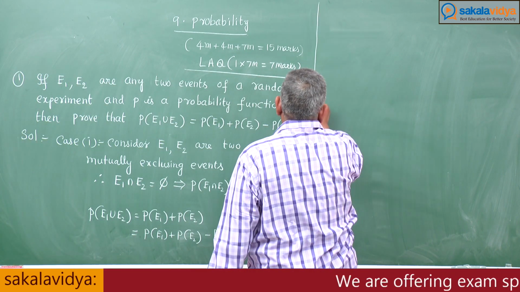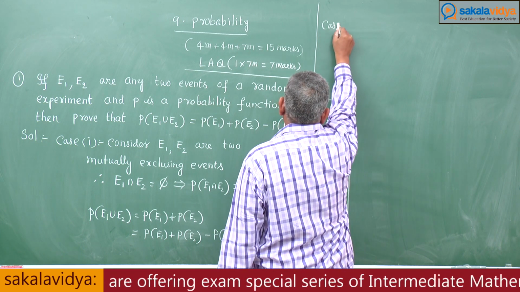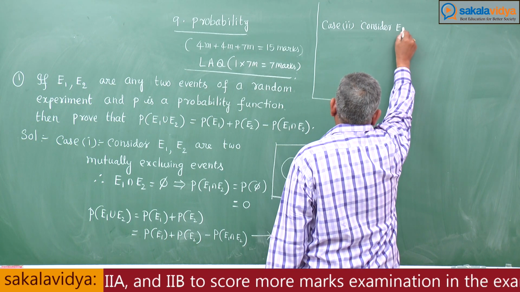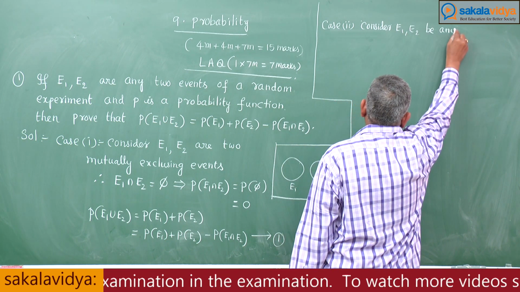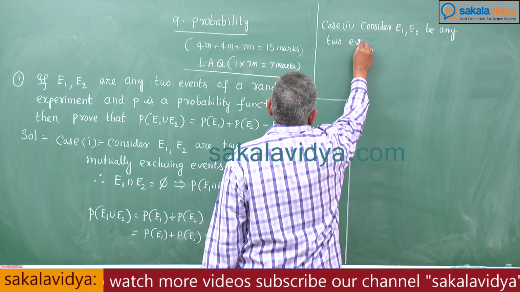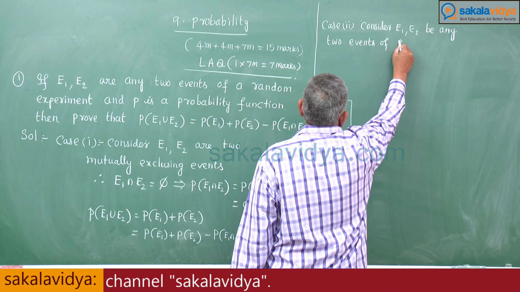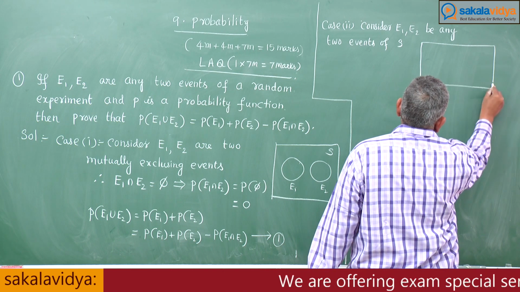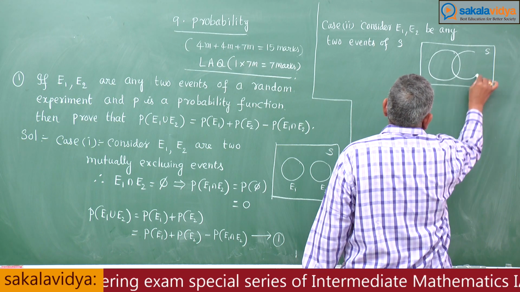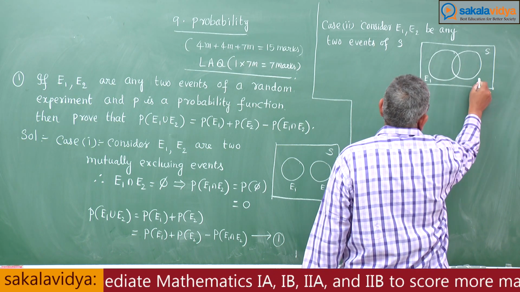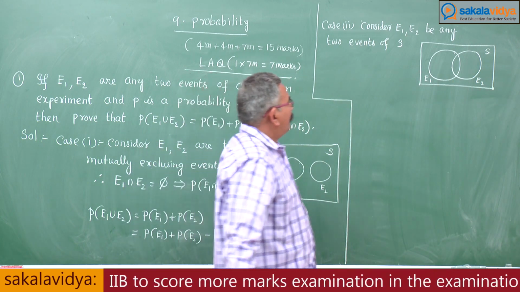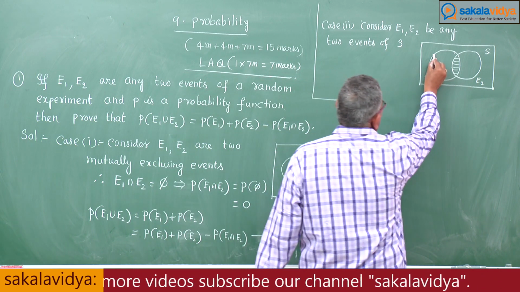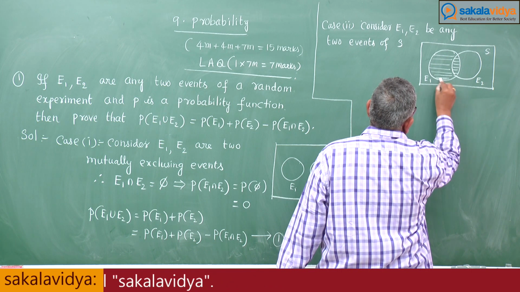So, let us go to the very, very important case now. This is case 2. Consider E1, E2 to be any two events, not mutually exclusive, any two events of the sample space for a random experiment. So, this time this is the sample space, and it will be like this. This is E1, this is E2. What is this one? This is the intersection part, that is nothing but E1 intersection E2. What is this part? This is E1 minus E2.